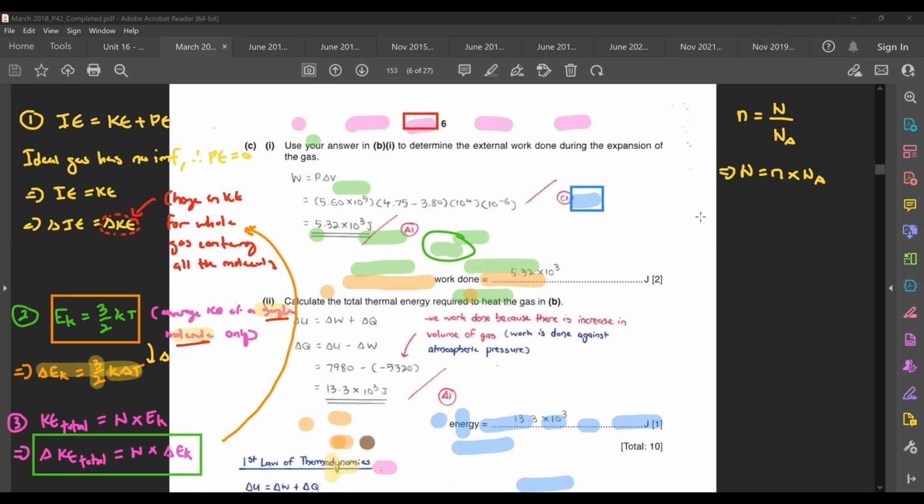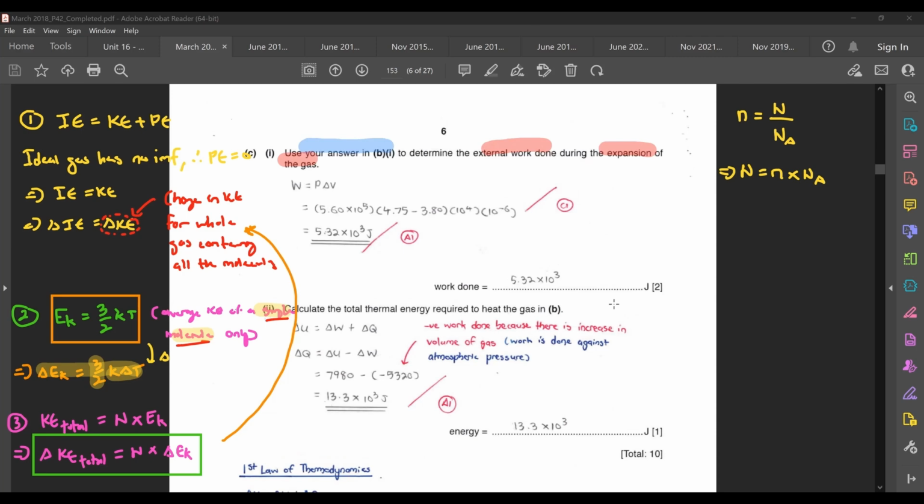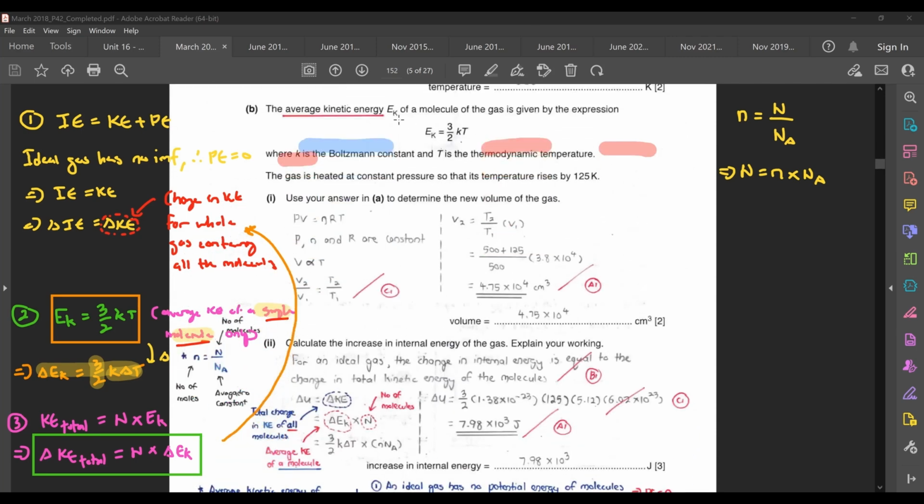Okay, there's a next part to this question. The next part of the question is asking you to use your answer in B1, the one that you just found, to determine the external work that has been done during the expansion of your gas. Okay, how much work has already been done for your gas right now? Now, if you remember in the earlier part of the question, they did mention one important thing to you. Your gas was heated at constant pressure.